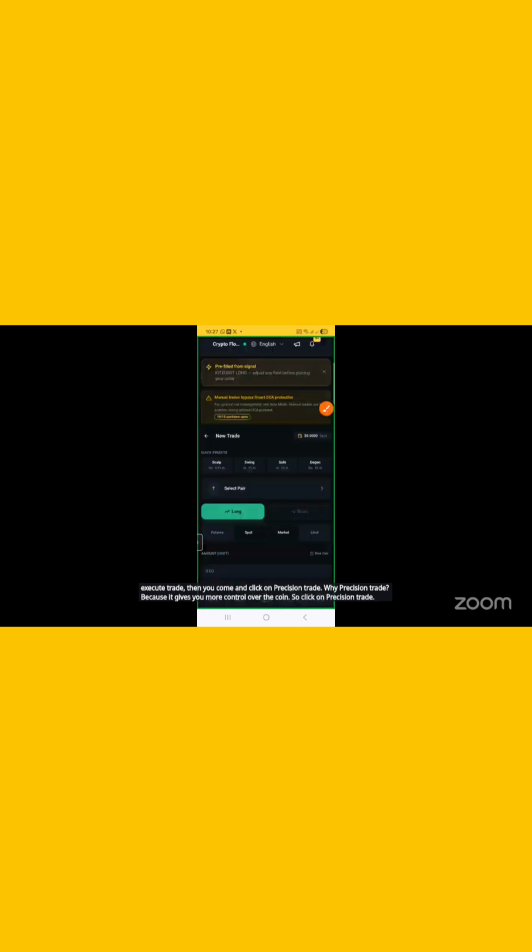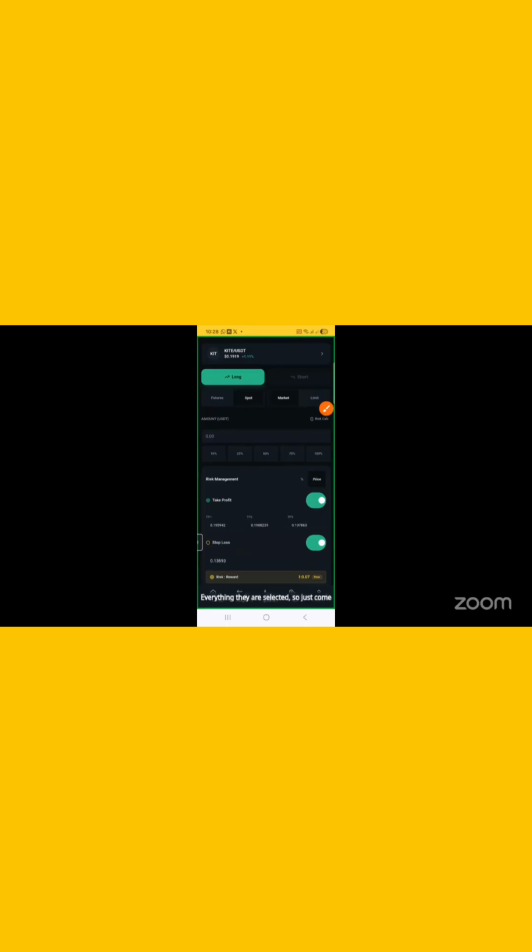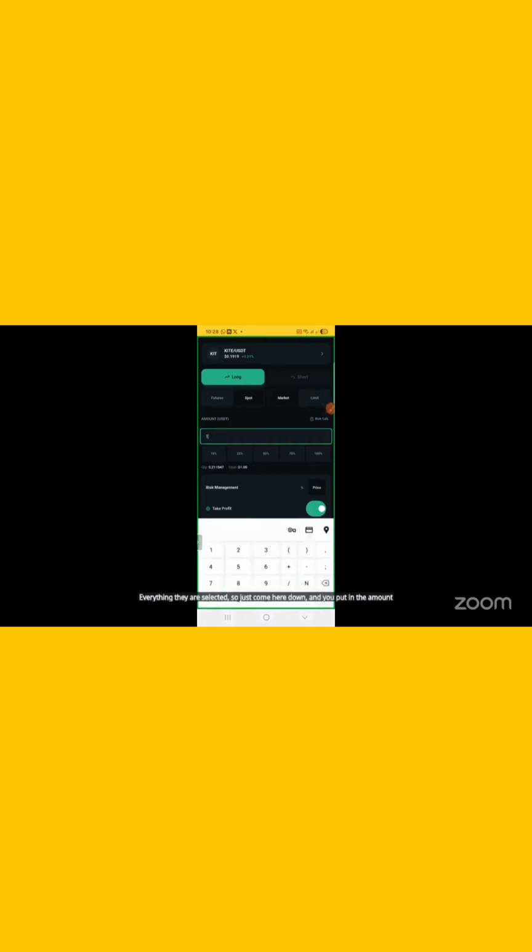When you click on precision trade, everything is going to be entered. The coin is going to be selected. The direction, of course, is wrong because it is a spot signal. Spot is selected, market order is selected. Everything is selected, so just come down here and put in the amount. I want to put in $100, or maybe $10, into this trade.